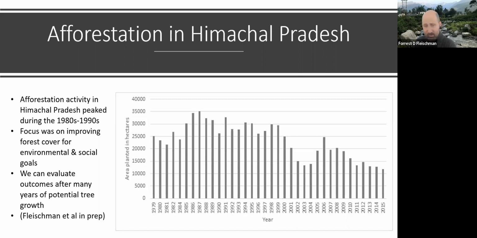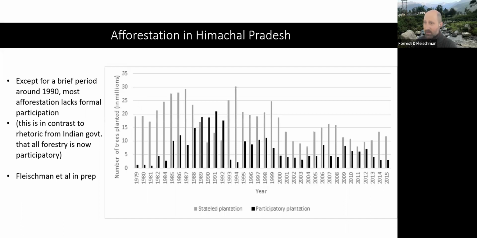This data is from a paper which I'm still working on. So now I want to break this data up. And now you'll see there's black bars and gray bars. The black bars are plantations that were done through government-run participatory programs. If you're familiar with India, this would in particular be programs like social forestry and joint forest management. So these are programs that aim to involve local people living near the forest in planning and management of forests and trees.